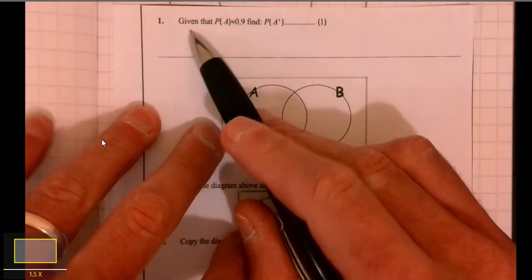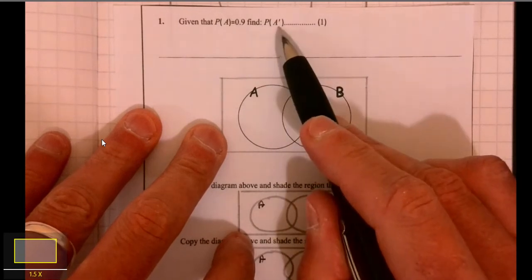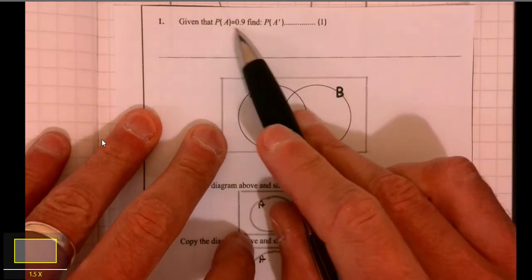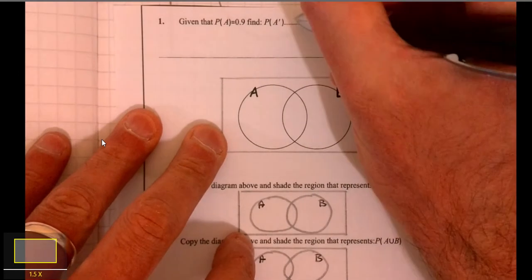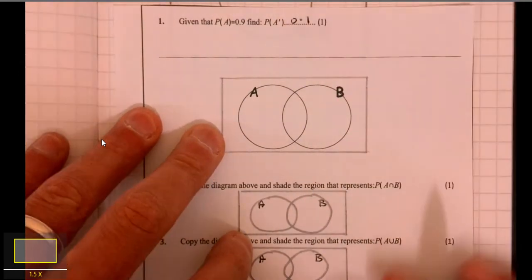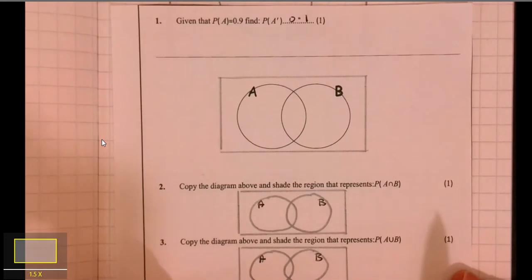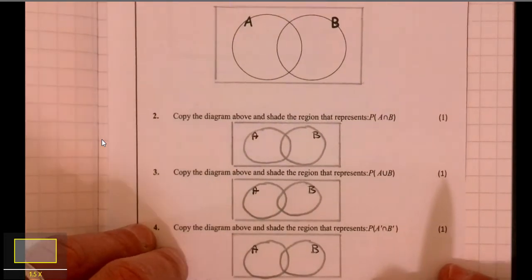So looking at this one here. This symbol just means not. The probability of A is 0.9, so the correct terminology is the complement of A, but that would just be, of course, 0.1. There we go.